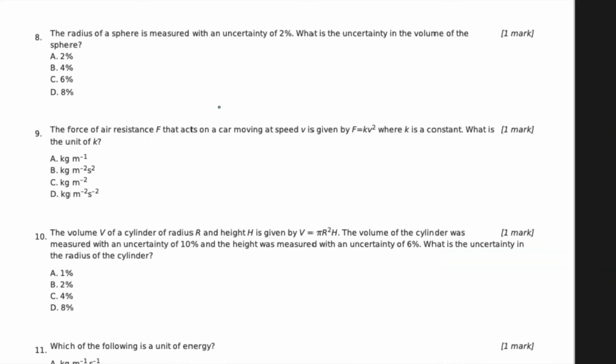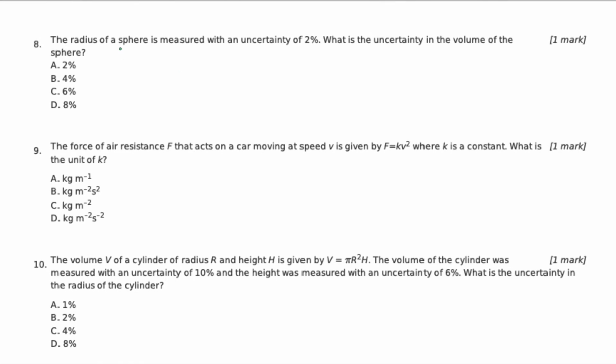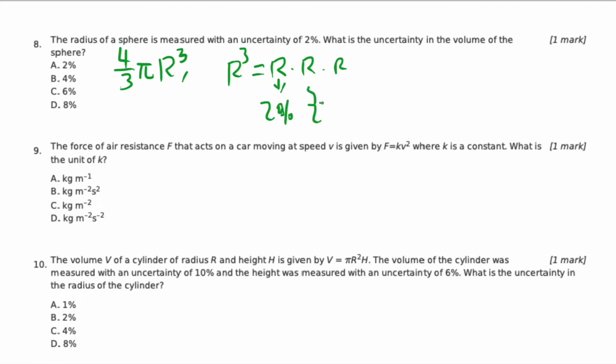The radius of a sphere is measured with an uncertainty of 2%. What is the uncertainty in the volume of the sphere? The volume of the sphere is calculated by the formula 4/3 times pi times r cubed, where r is the radius. To calculate the uncertainty of this quantity, you just add up all the fractional uncertainties. So r cubed can be seen as r times r times r, and each r has a fractional uncertainty of 2%. So you just add them together and you have a fractional uncertainty of 6%. So the answer is C.